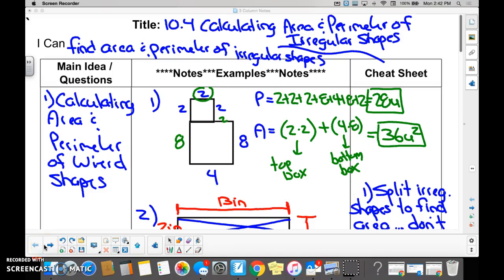Calculating area and perimeter of irregular shapes. I can find area and perimeter of irregular shapes. Can we find area and perimeter of irregular shapes? Yes. Thank you, Johnny. John, let's get back to your desk.